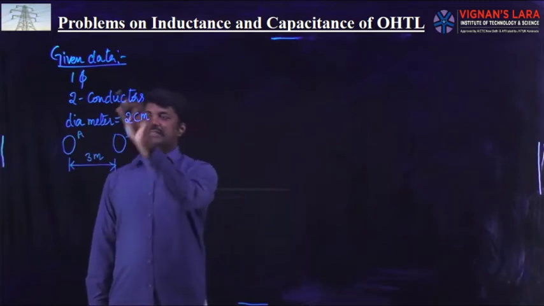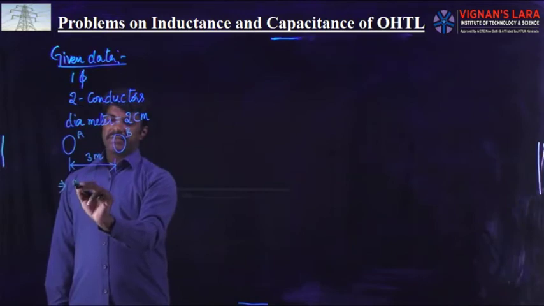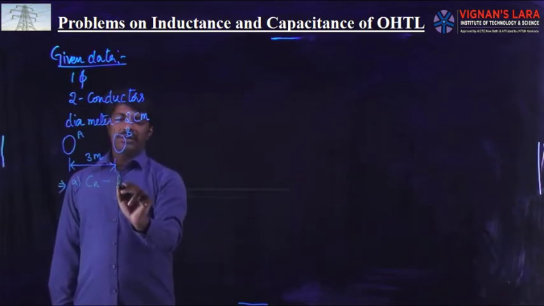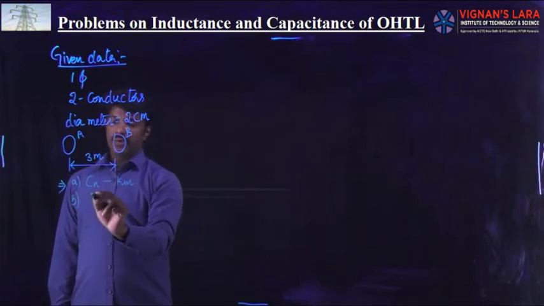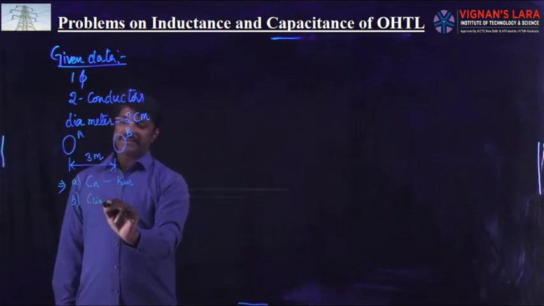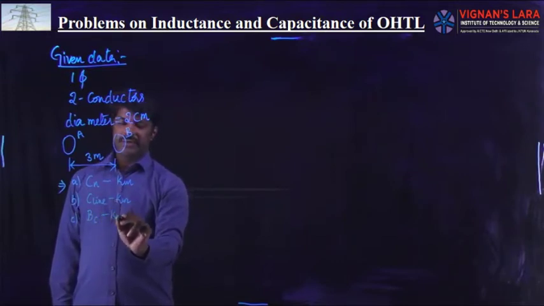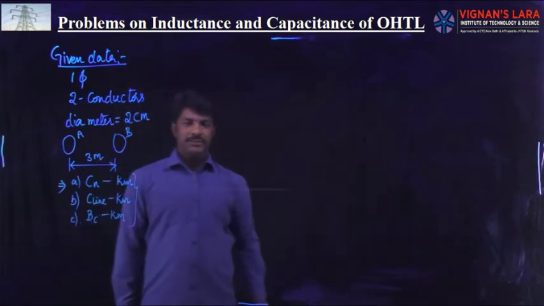So for such a single phase line circuit, we want to calculate three parts. The first one is the neutral capacitance for 1 kilometer length, the B part is to calculate the line to line capacitance for the same kilometer length, and the C part is the susceptance of this transmission line for the same 1 kilometer line. These three we have to solve in this problem.